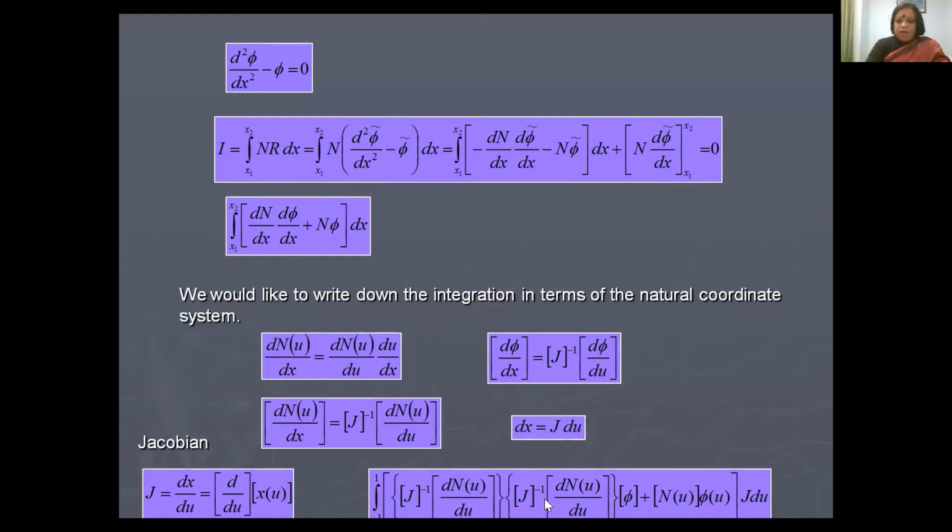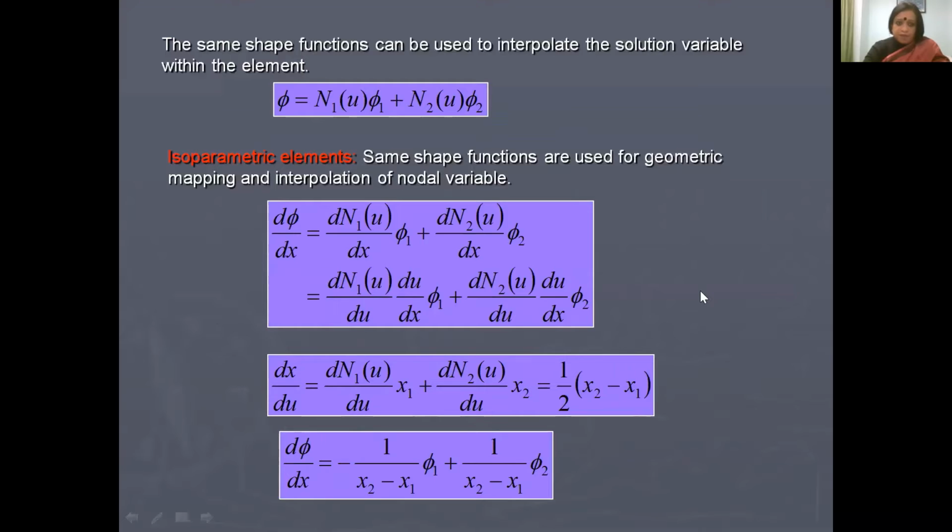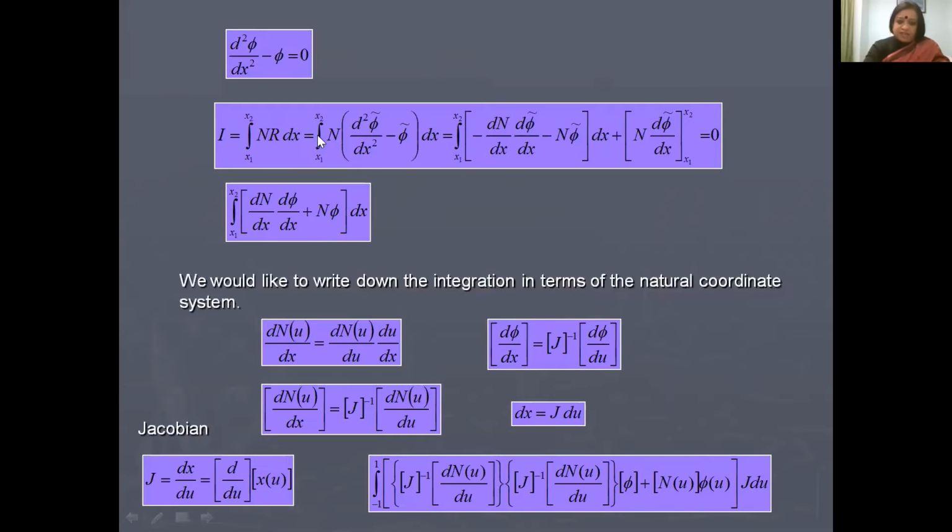Okay, so this is J inverse d phi du. Now what is phi? Phi is again N into phi. So therefore d phi dx, once we convert this, we get d phi dx is equal to J inverse d phi du, and d phi du can be written as dN du into phi. So therefore the integral becomes J inverse dN du into J inverse dN du into phi.